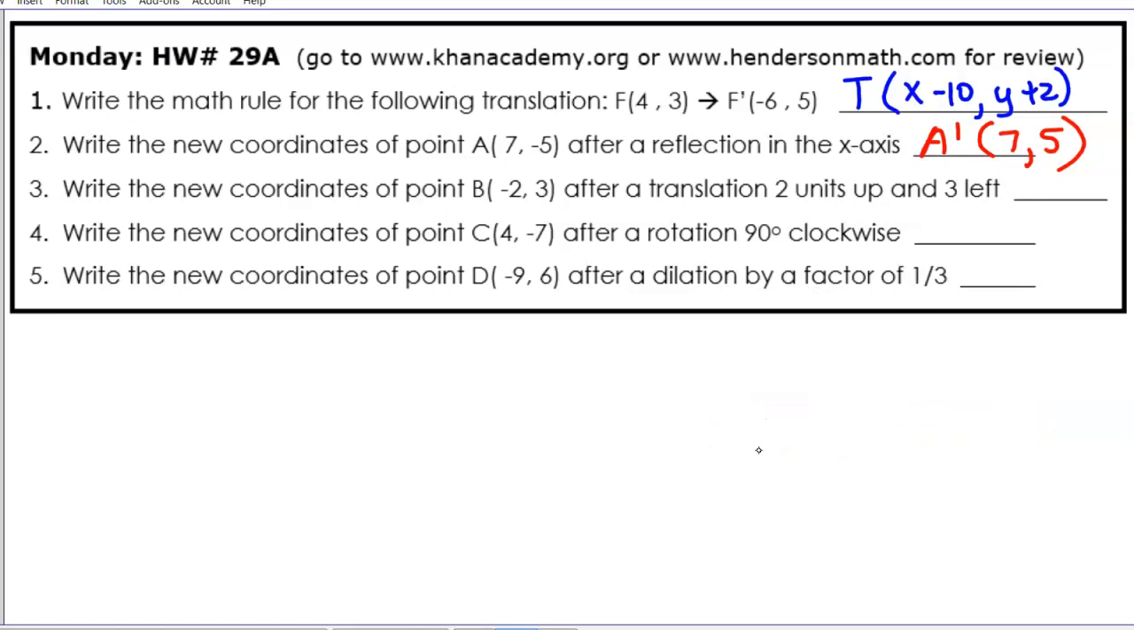The next one is a translation, and if my original coordinate is B, that means my next coordinate will be B prime. Remember, 2 units up affects the y coordinate. That's this number. So 2 units up would be adding 2 to the y coordinate, and 3 units left would be subtracting 3 from the x coordinate. So be careful that you do the math to the right numbers. So our new value here would be -2 minus 3, which is -5, and 3 plus 2, which is +5.